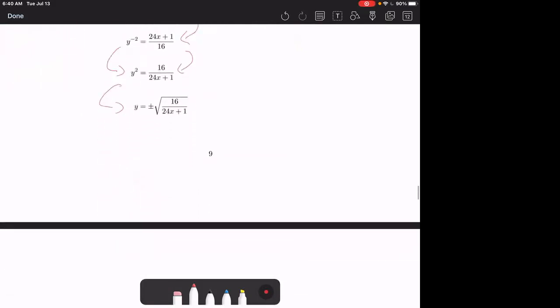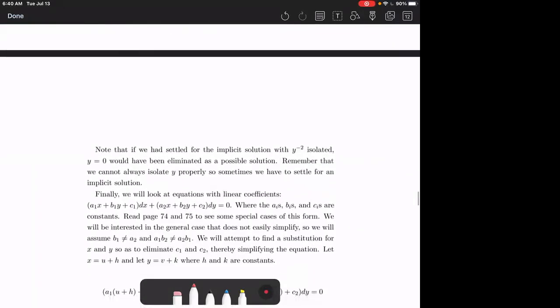Okay, we have one more example we're going to do. But first off, note that if we had settled for the implicit solution with y to the -2 isolated, y equals 0 would have been eliminated as a possible solution because there would have been a y in the denominator. But remember that we cannot always do things as nicely as we just did and isolate y properly. So sometimes we do have to settle for an implicit solution.